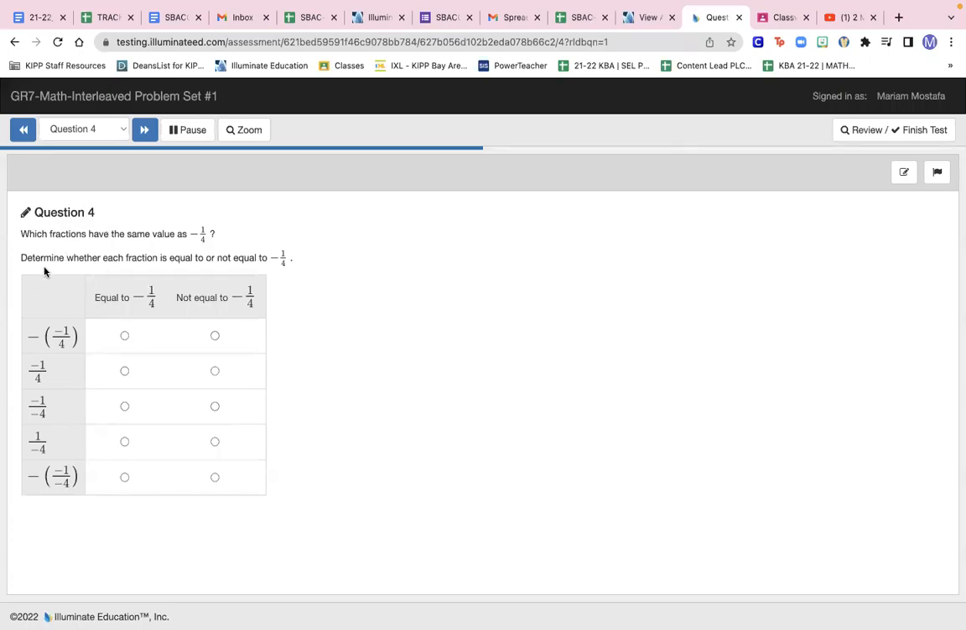All right, number 4. So this says which fractions have the same value as -1/4. Now, here's what we need to remember. So what I'm going to type here is remember that when we multiply or divide, same signs is always positive, and different signs is negative. So that's the first thing that you should think about. Same signs, positive, different signs, negative.